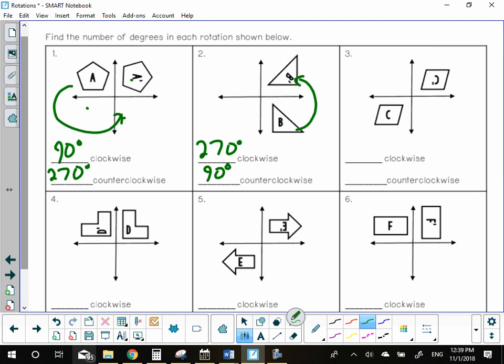Okay. How about C to C prime? What's that? 180 in which direction? Yeah, it doesn't matter if I go 180 in this direction, I end up there. If I go 180 in this direction, I still end up there. So when you're doing 180, it doesn't matter clockwise or counterclockwise because it's going to be the same place.